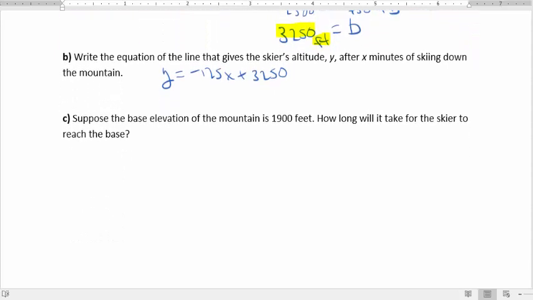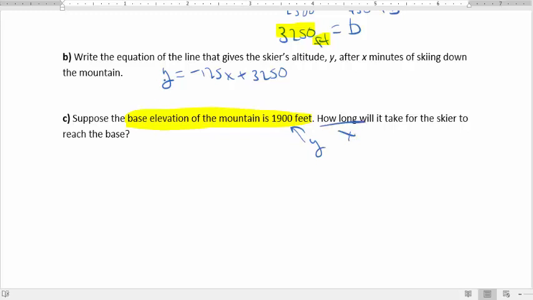Now, normally when you're skiing, you're not at sea level. So the base elevation of the mountain is probably not 0. So in this case, the base elevation of the mountain is 1,900 feet. So how long will it take for this skier to get down the mountain? Well, what you do is you realize that this is just a specific y value. So how long? You're going to find the x.